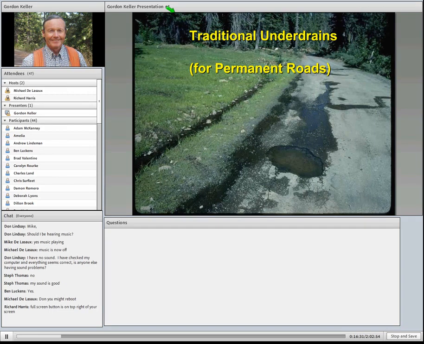You can see here there's water sitting here, saturating the road subgrade, and if it's wet, it's just hard to have a good firm subgrade when it's saturated.